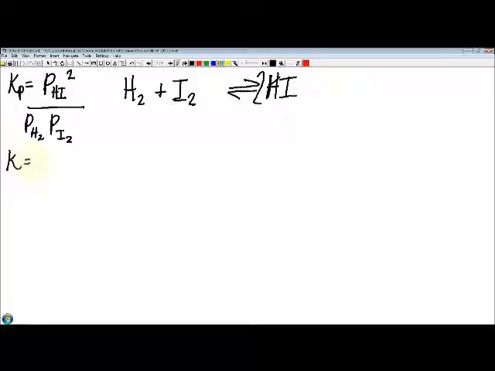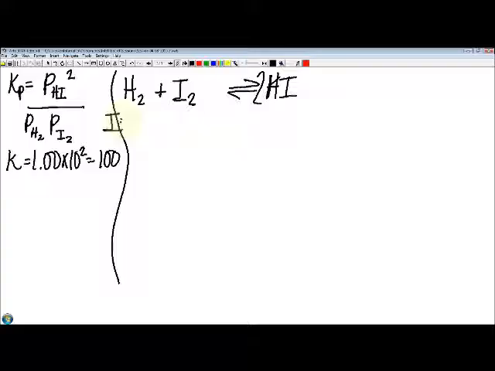Okay, and let's not forget that K is 1 times 10 to the second, which is really 100 for simplifying math. Okay, so now that we have our K expression, let's list our initial concentrations. Running out of room. Okay, so initial concentrations are the pressures. And to save space, I'm going to cut off the zeros at the end of each one, and I'm also going to convert it into decimal form instead of scientific notation.